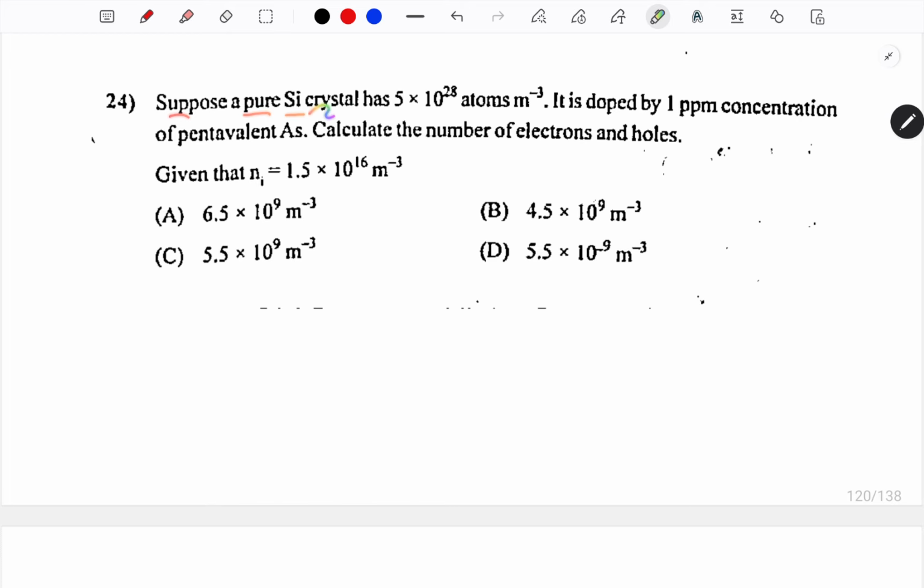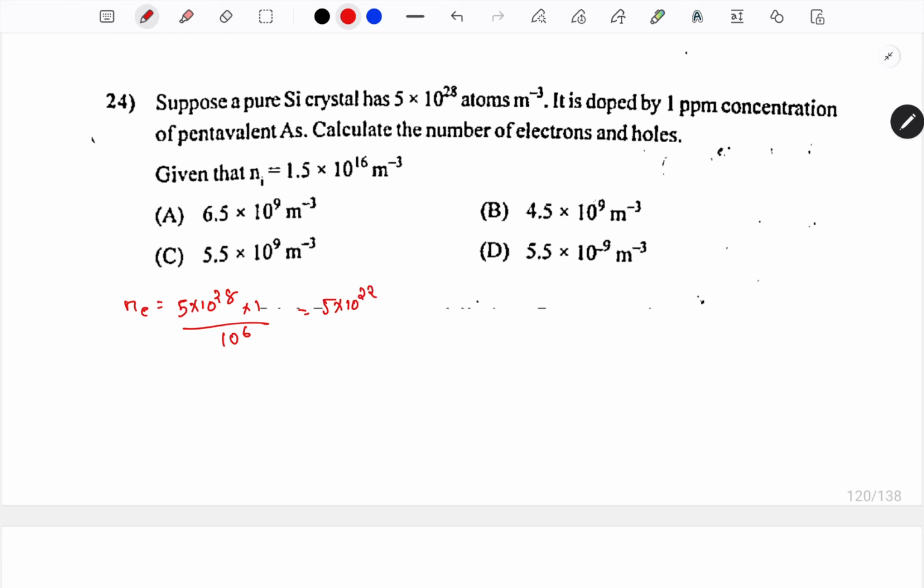Suppose a pure silicon crystal has 5 into 10 to the power 28 atoms per meter cube. It is doped by 1 ppm concentration of pentavalent impurities, pentavalent arsenic. Calculate the numbers of electron and hole. For Ne, we know it is 5 into 10 to the power 28 into 1 meter cube, divided by 10 to the power 6, since it is 1 part per million. So the answer will be 5 into 10 to the power 22.